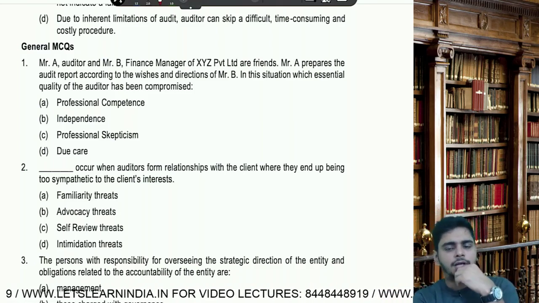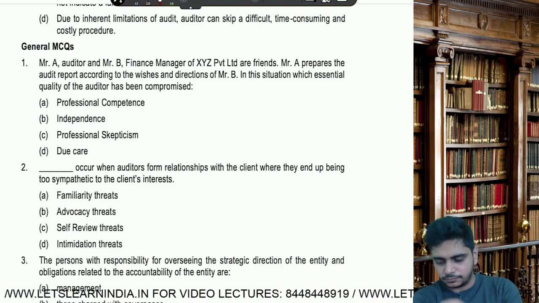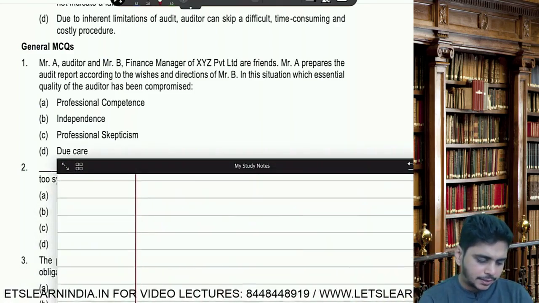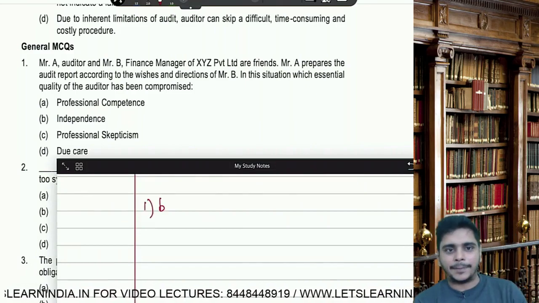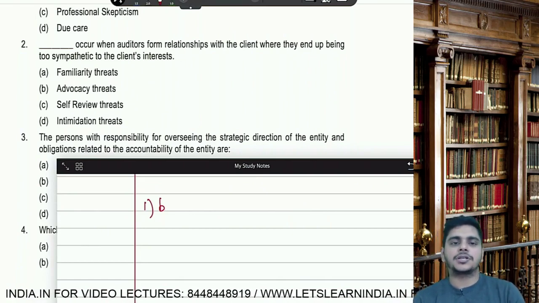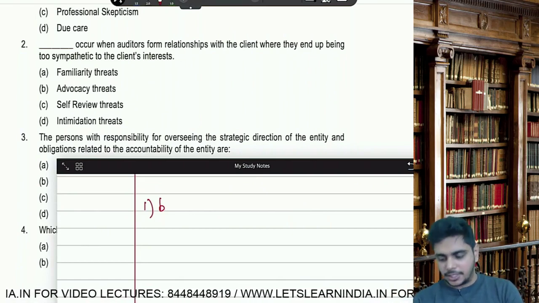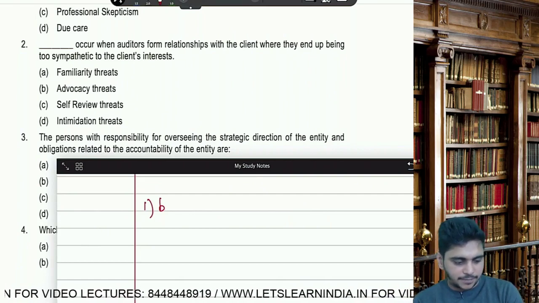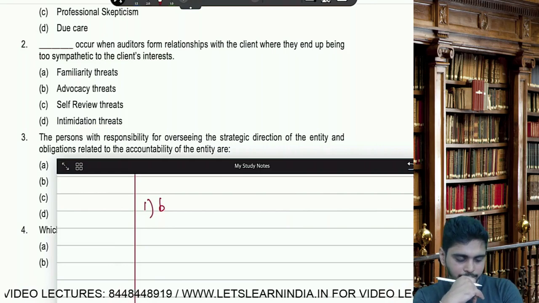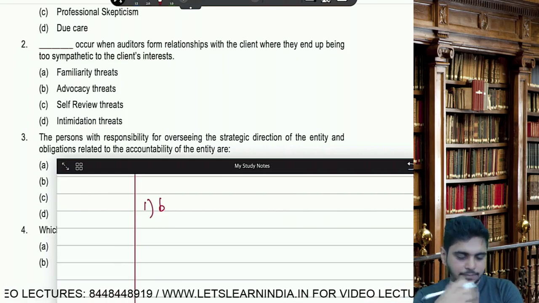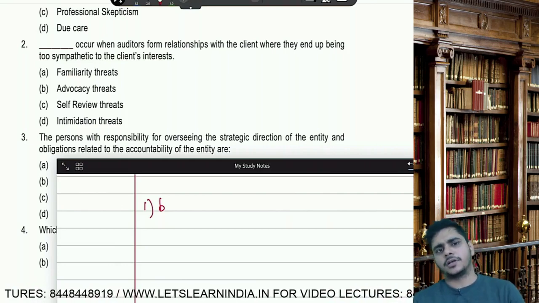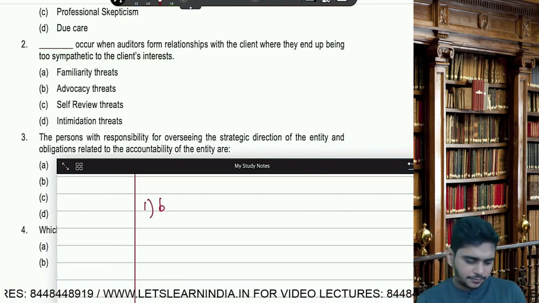Friends है, उसकी बात सुन रहा है. He is listening to his talks. Sir, he is not independent here. 2. Dash occur when the auditor forms relationship with the client where they end up being too sympathetic to the client's interest. Sympathetic. I know it. I will favor it. Intimidation, though it's not there. Advocacy is not there. Familiarity.